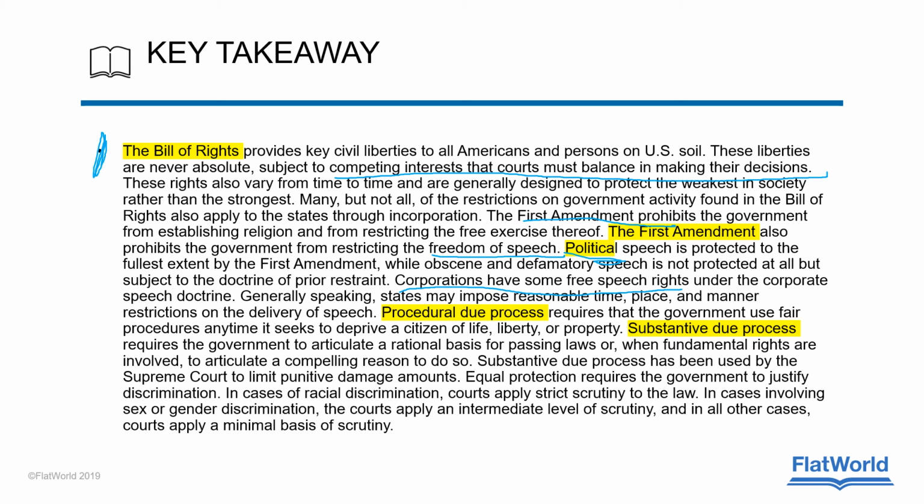Generally speaking, states may impose reasonable time, place, and manner restrictions on the delivery of speech. However, procedural due process requires that the government use fair procedures anytime it seeks to deprive a citizen of life, liberty, or property. Clearly, these all have business applications, property among them. Substantive due process requires the government to articulate a rational basis for passing laws, or, when fundamental rights are involved, to articulate a compelling reason to do so.